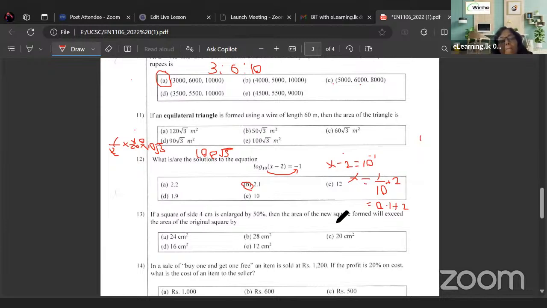Right. Then question number 13. How do we do question number 13? Try to do question number 13 by yourself.